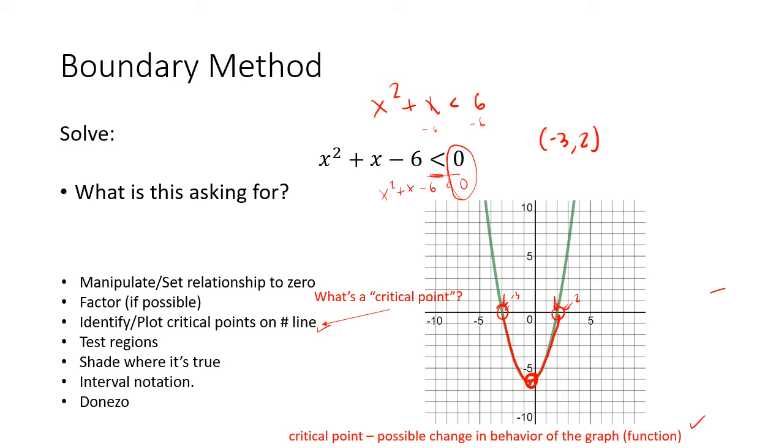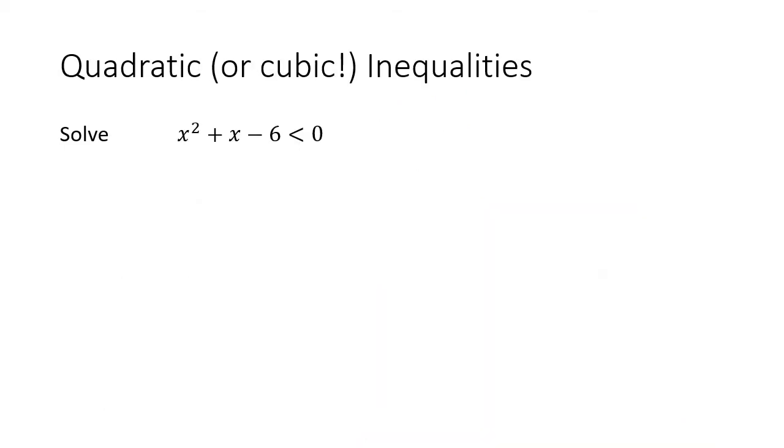So let's try an example. Let's actually do this one. We have x squared plus x minus 6. The first step is already done, where we've manipulated it and set the relation to 0. What we're going to do next is factor it, because factoring allows us to easily identify critical points. So how do we factor this? You could say x plus 3 times x minus 2, and that is less than 0.